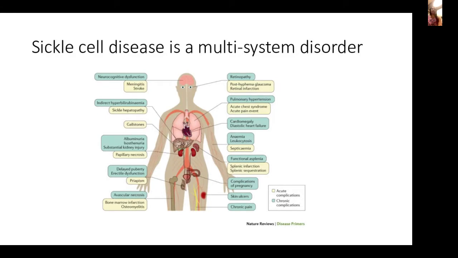And then in the heart, the chronic anemia itself puts extra strain on the heart, and they're also prone to diastolic dysfunction. In fact, pulmonary hypertension also interplays with cardiomegaly and cardiac dysfunction. Because of hemolysis, there is a tendency to develop pigmented gallstones. So they can present to the surgeon with acute cholecystitis or symptoms of biliary colic.